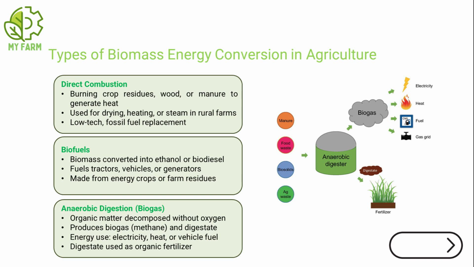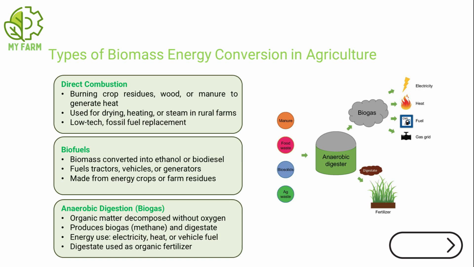Environmentally, they reduce methane emissions from manure, minimize the need for field burning of crop residues, and improve soil health through the application of digestate and biochar. Economically, they lower farm energy costs, create potential revenue from surplus electricity or biogas, and reduce expenditures on synthetic fertilizers.